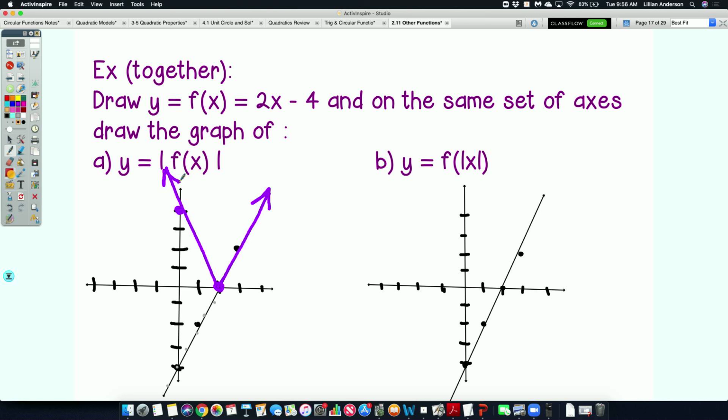Questions? Now you can do the f of absolute value of x on the same graph. You have different colors. Me, I didn't want to put it on the same graph because I didn't want to confuse. Okay? So I'm going to do the same thing, just on a different graph, but you can do it on the same graph.